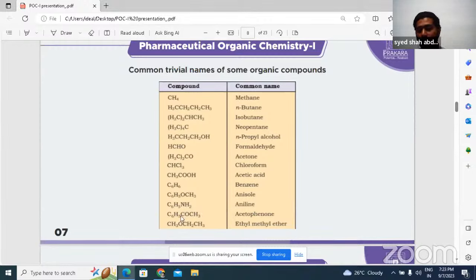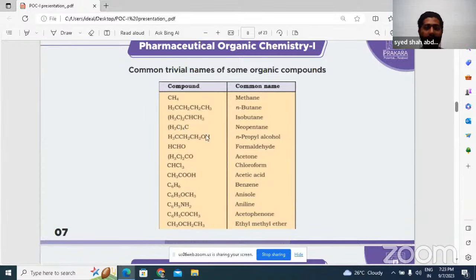And then acetoxy benzene is acetophenol. Likewise, mentioning ethyl methyl ether, that is also a common naming system. So these are the names which have been mentioned, like isobutane, neopentane. A compound of carbon having 4 methyl groups attached to it is called neopentane.